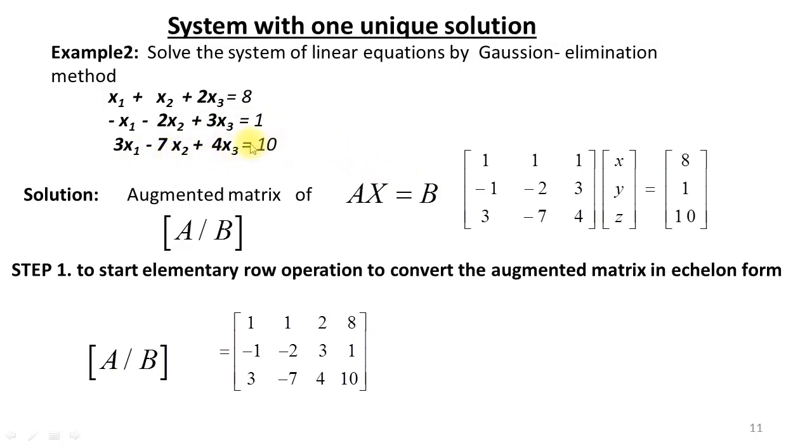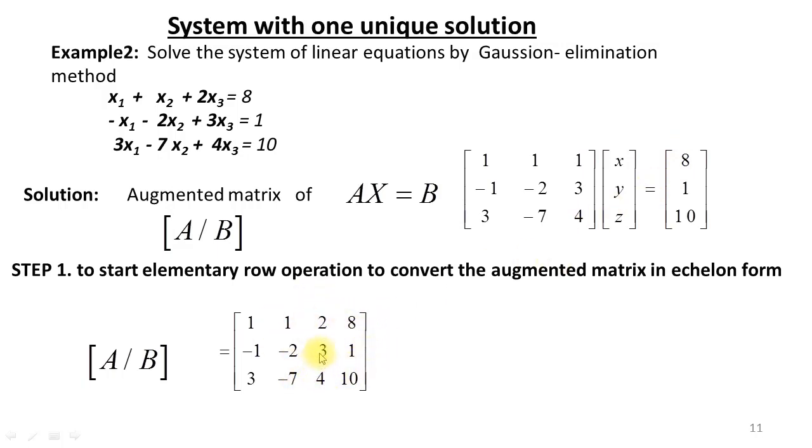First of all, write this system in matrix form. This is the matrix form. A is the matrix of coefficients, x is the matrix of unknowns, and B is the matrix of constants. So AX equals B, this is matrix A, this is matrix X, and this is matrix B. Now take the augmented matrix from this system. This is the augmented matrix. The augmented matrix is obtained from two matrices: one is the coefficient matrix, and the other is the constant matrix. So this is the augmented matrix.